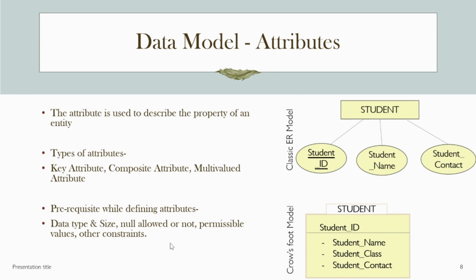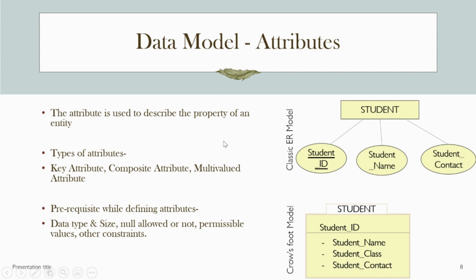Okay, then we have permissible values, which values are permitted in a particular attribute. If I'm defining an attribute as student number or enrollment number, then I cannot put their name. I have to only put the number. So only numbers are permissible in that particular attribute. It should not take any string value when we input it. And then other constraints as per the requirement we can put.